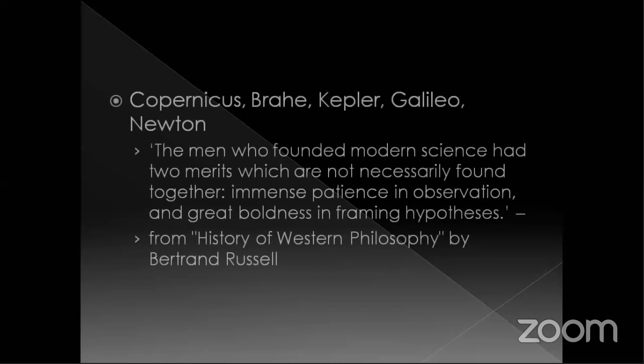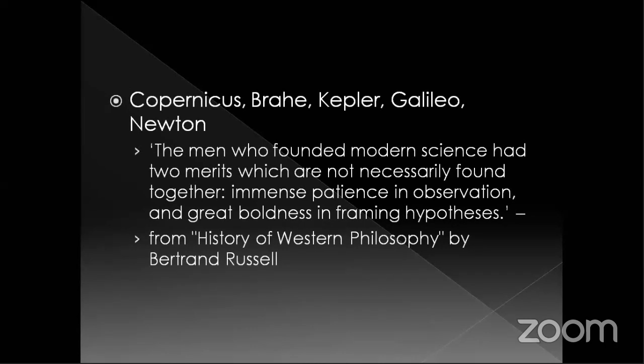Now, let me begin with a slide which I presented at the very end of my last lecture, from the History of Western Philosophy by Bertrand Russell. He talked about Copernicus, Brahe, Kepler, Galileo, and Newton. The men who founded modern science had two merits, which are not necessarily found together: immense patience in observation and great boldness in framing hypotheses. So all these things were there among these people who initiated modern science, the founders of modern science.